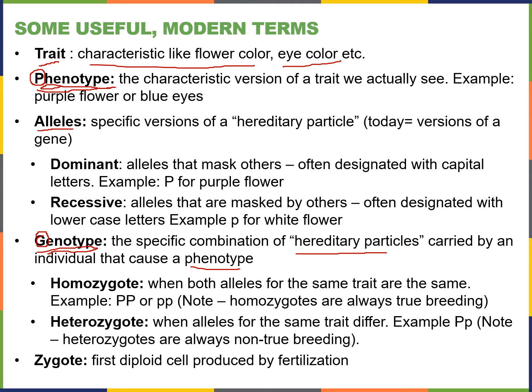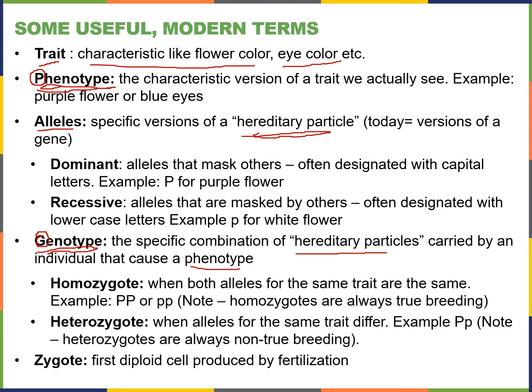Alleles. So we're going to talk about dominant versus recessive alleles. Alleles are specific versions of a hereditary particle. So these are versions of different genes. So we're going to say they have dominant alleles or recessive alleles.